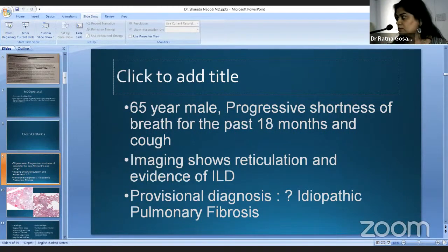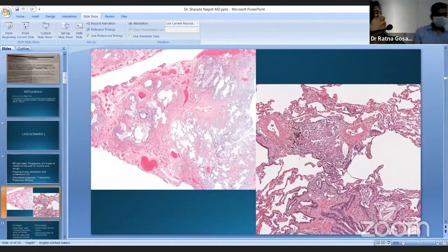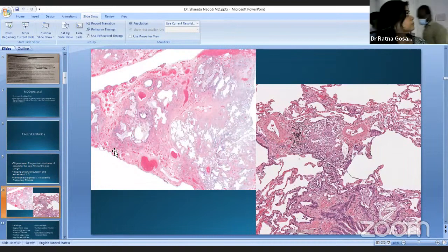It's not working. Mouse. Yeah, we are able to see this.